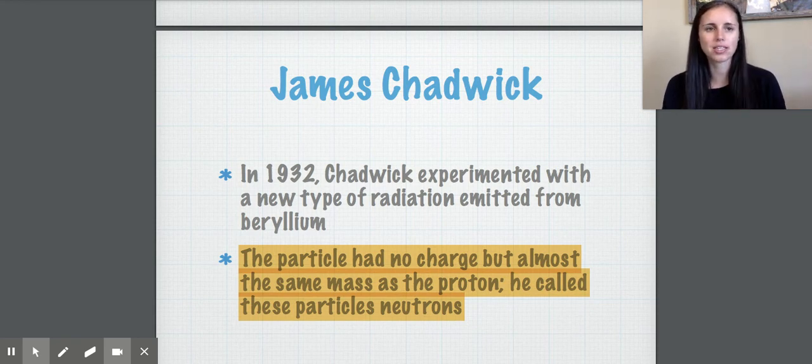So join us next lesson. We're going to take protons, we're going to take neutrons, we're going to take electrons, and we're going to show you how to draw an atom.